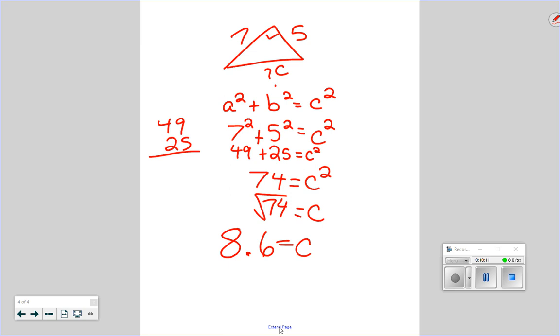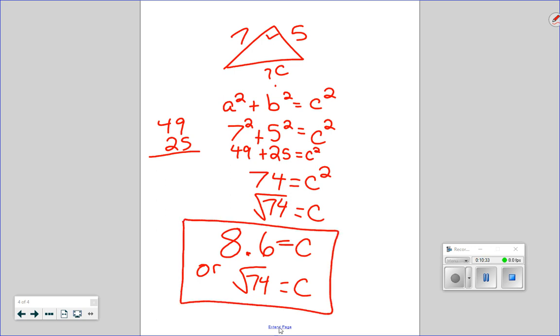So that's one option. Since this is a rounded answer, the other option is to give the answer as an exact answer, which, to do the exact answer of the square root of 74, the only way to do that is to say, okay, c is the square root of 74. And you have to leave it as that. Now, if it were possible to simplify the square root of 74, you would need to simplify it, but that's a different lesson. 74 can't be simplified anyhow.